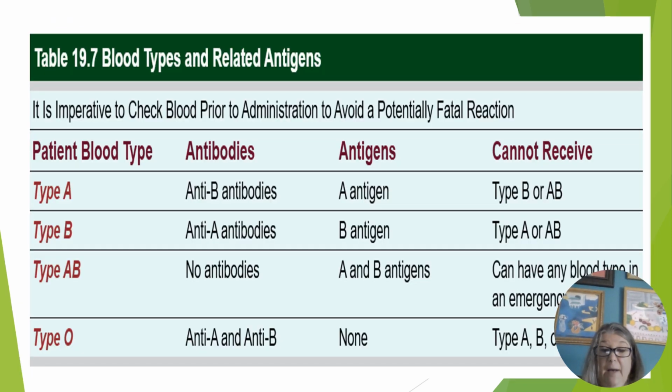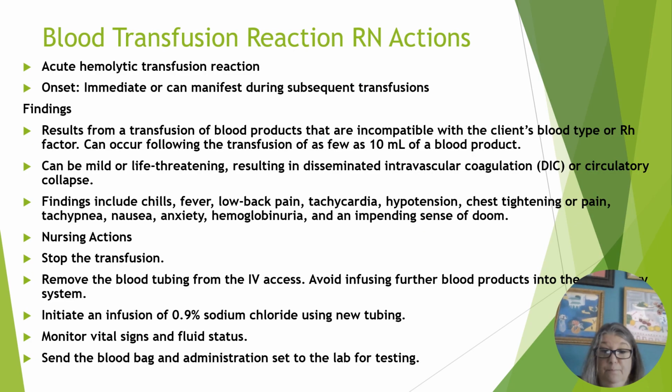These are compatible blood types and antigens. Okay, this is table 19.7. This is the blood transfusion reaction, RN actions. This is actually from ATI, okay?